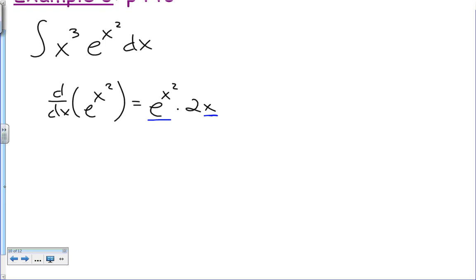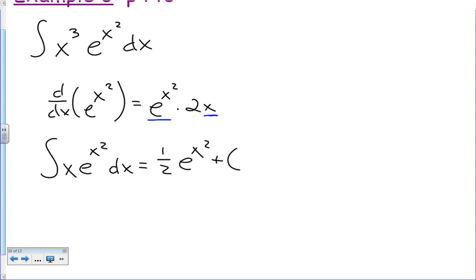And this is what this process has shown me, that if I were to integrate x times e to the x squared dx, in fact, if you want to put the 2 in here with it, you could. I'm just going to move it to the other side. If you integrate x times e to the x squared dx, you're going to end up with 1/2 e to the x squared, of course, plus c. So as long as there's an x along with the e to the x squared, I can integrate it.